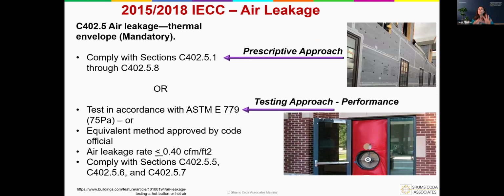Okay. Now, this class is focusing on the 21, but there are some things because of the changes to really address where those differences come in, because it may not look like they are different from what you would find in earlier editions. So in the previous edition, you really had two options in how you were going to comply with the air leakage requirements. You could either do what would kind of be that prescriptive approach where you're going to comply with C402.5.1 all the way through C402.5.8, or you could go ahead and do the testing approach, which would kind of be considered performance, and demonstrate that you didn't exceed the air leakage rate of 0.4 CFM per square foot.